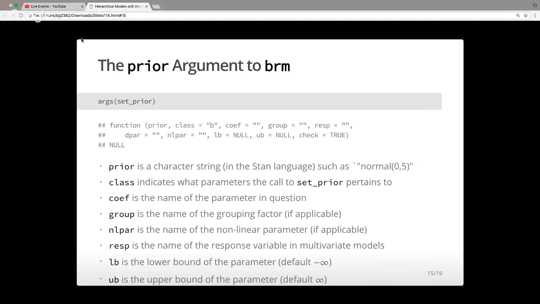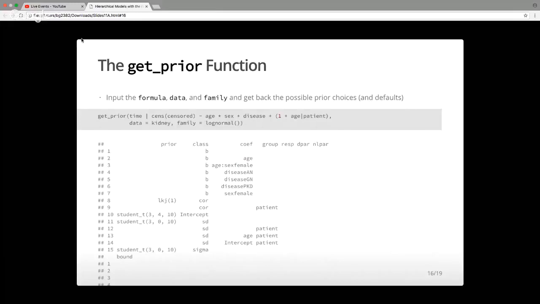And so you could say, okay, this only applies to the deviations on this grouping variable. If you have a model with multiple outcome variables, you can say, okay, this applies to the coefficients in the first outcome variable rather than the second outcome variable. You can have lower bounds and upper bounds on the parameters, but those default to infinity. So there are all sorts of things that you can do like that to specify what your prior is.